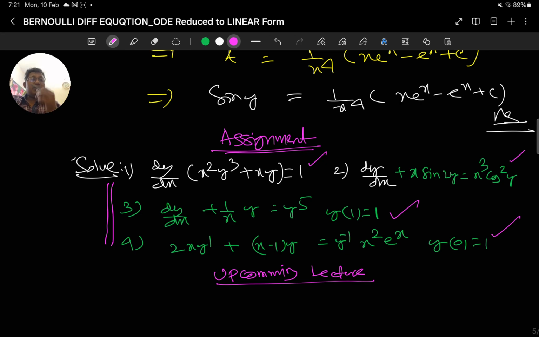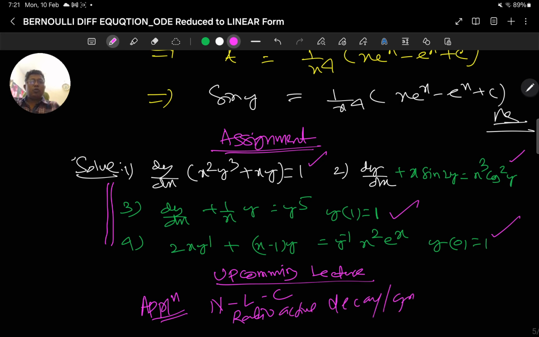So in my upcoming lecture, I will discuss the application problems: Newton's law of cooling, radioactive decay, growth, and electric circuits, etc.